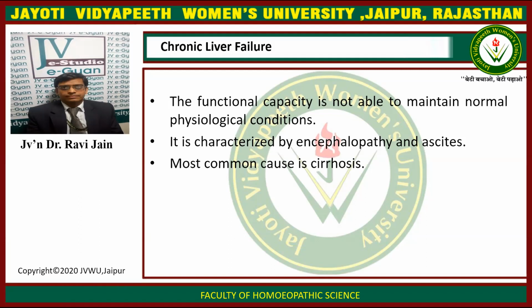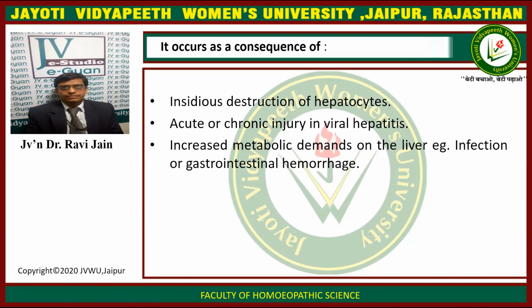hepatic encephalopathy and ascites. The most common cause is cirrhosis of the liver. It occurs as a consequence of insidious destruction of the hepatocytes, a slow and steady destruction of the hepatocytes. There may be acute or chronic injury, as in viral hepatitis, or increased metabolic demands on the liver, for example, infection.